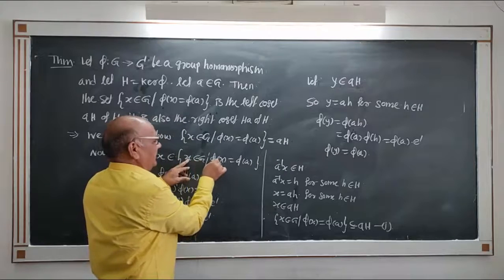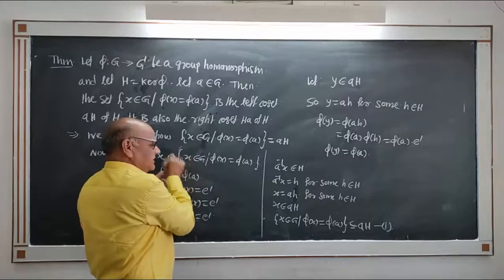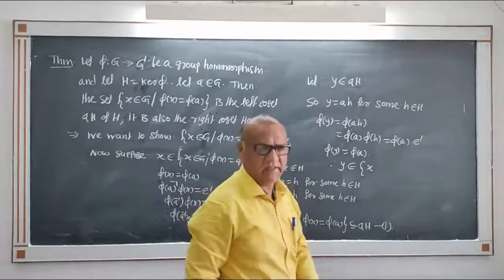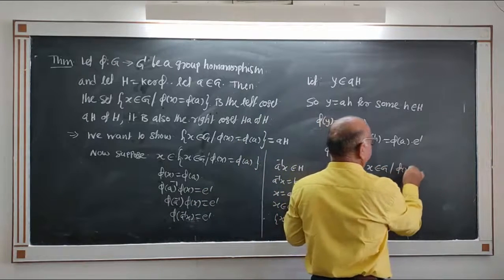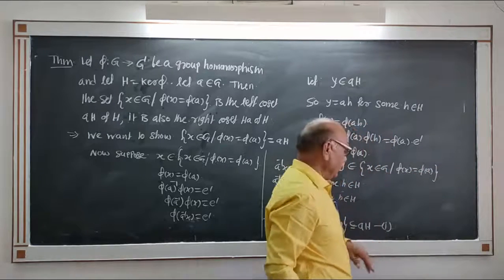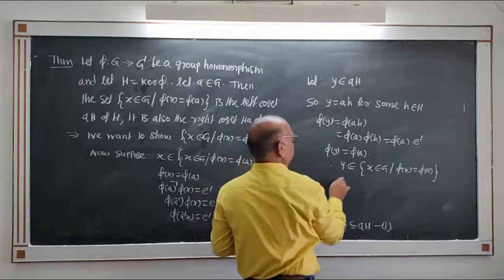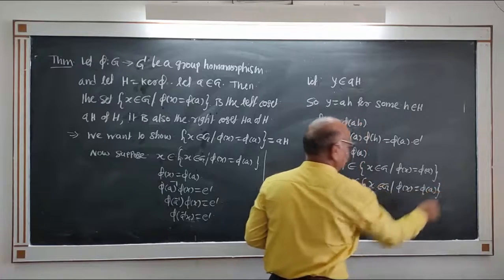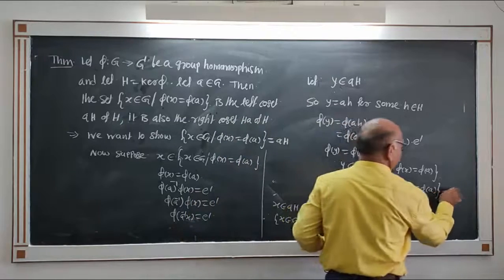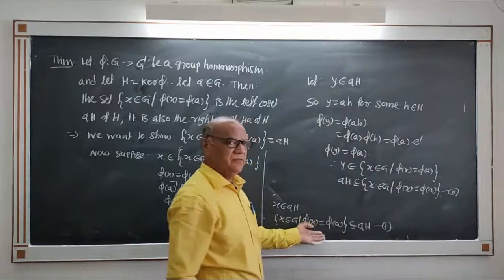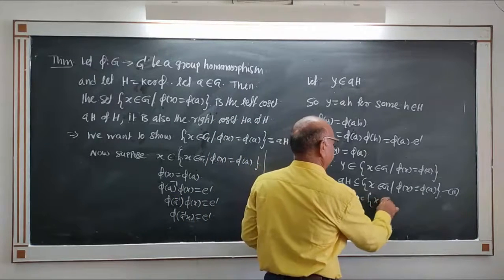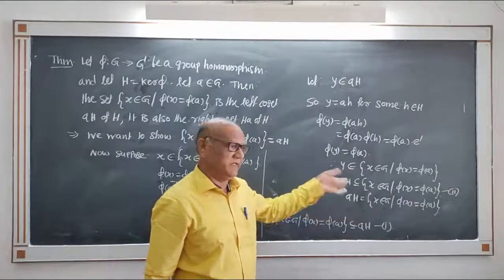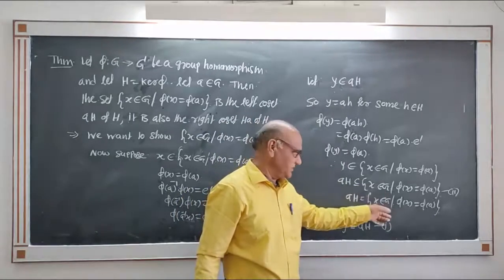That means phi of Y is equal to phi of A. So Y belongs to G and to this set, X belonging to G such that phi of X is equal to phi of A. Clearly, Y belongs to this set. That means AH is a subset of the set of X belonging to G such that phi of X is equal to phi of A. Number 2. From 1 and 2, AH is equal to the set of X belonging to G such that phi of X is equal to phi of A. That means this is a left coset, if H is equal to kernel of phi.